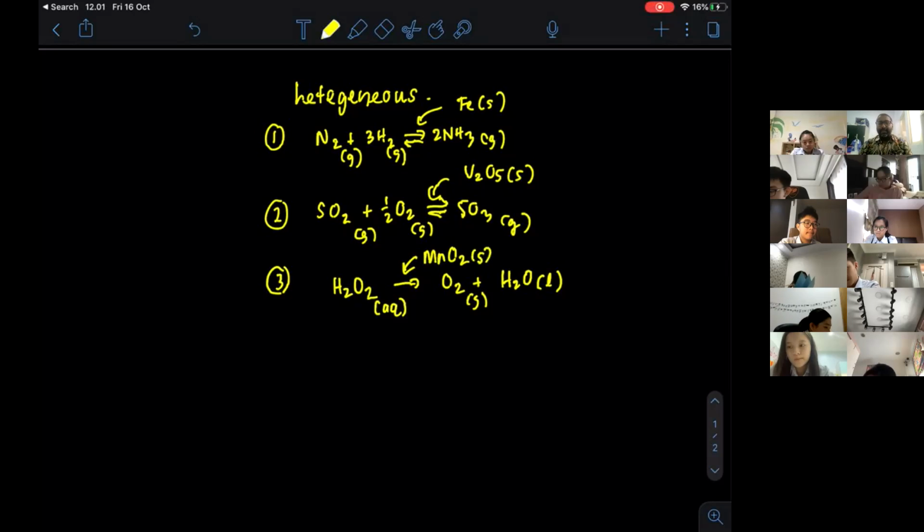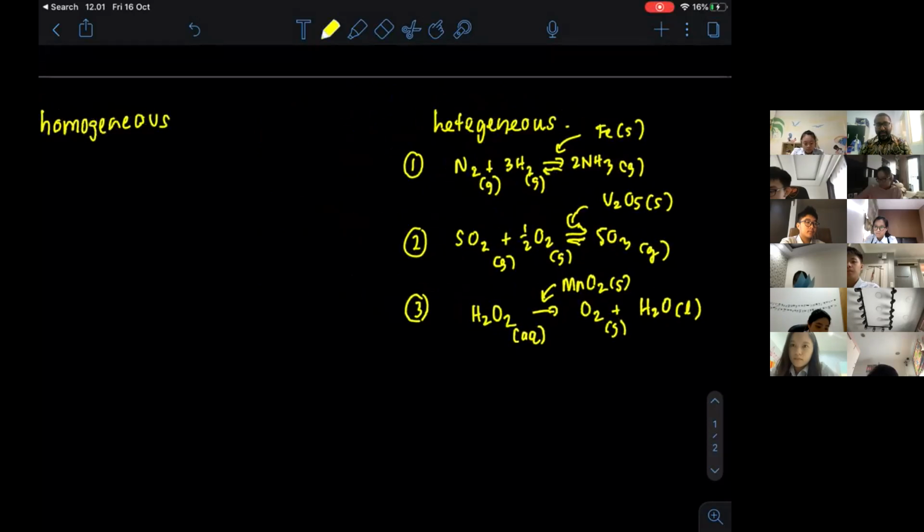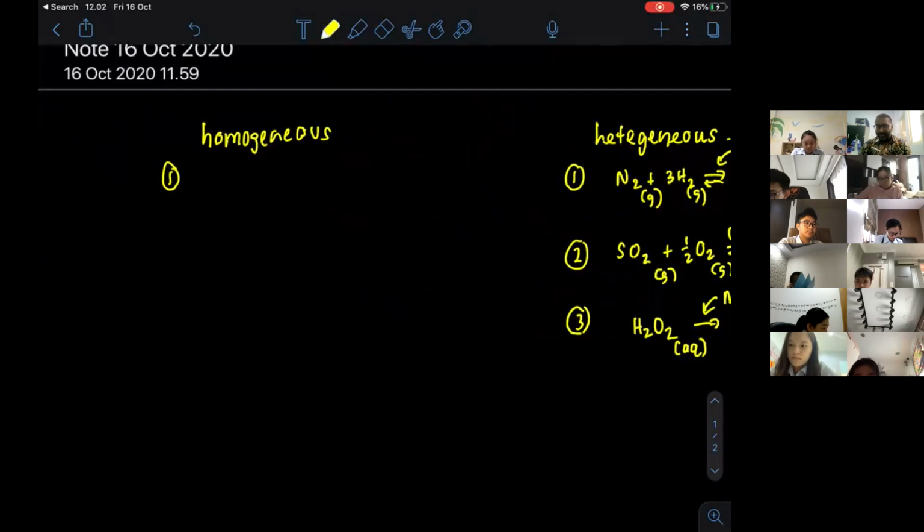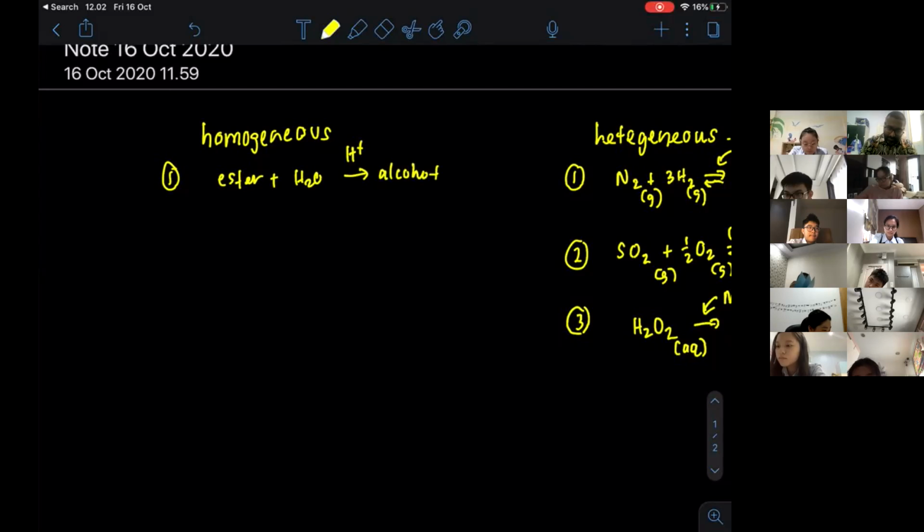So you can see these are the reactions involving heterogeneous catalyst. Now if I want to look at the homogeneous catalyst, can you give me one example, Gabriela Nicole? In a simple form, you have ester plus water, with H+, giving you alcohol and carboxylic acid. This one is aqueous, liquid, aqueous, aqueous.